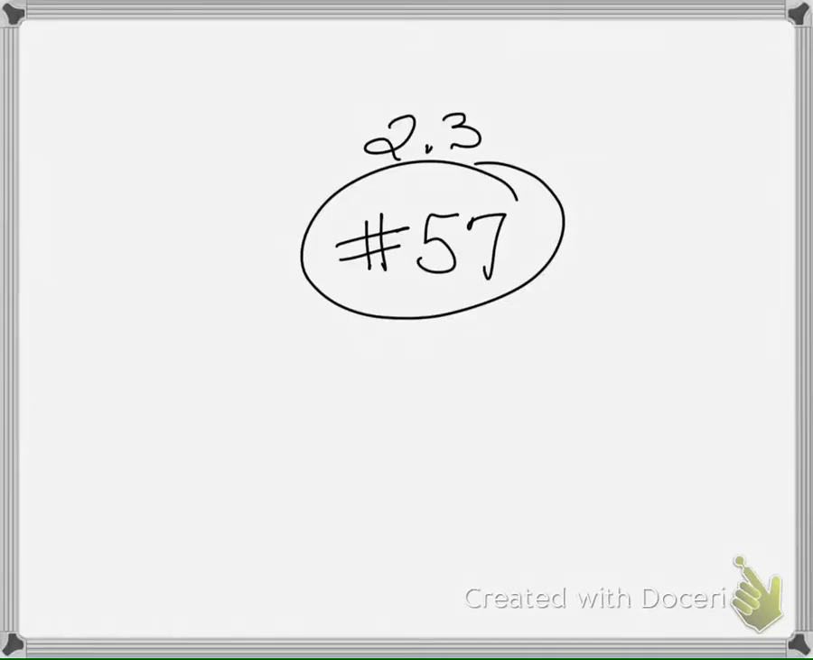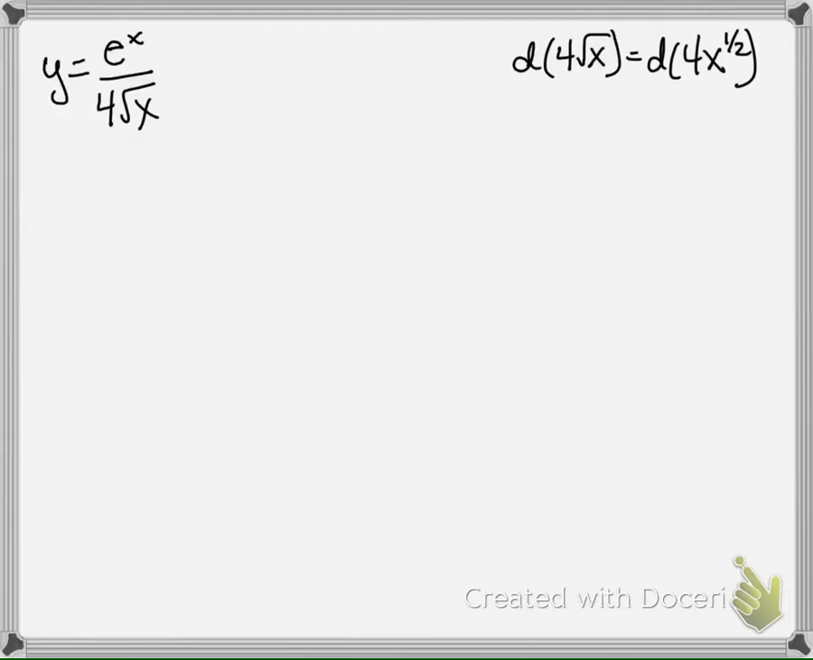Hey guys, this is number 57. Okay, so first, if I think that doing the derivative of either the top or the bottom is going to be a little tricky, then I always write it off to the side. So on the bottom, the derivative of 4 root x is the same as doing the derivative of 4x to the 1/2, and that will be 2x to the negative 1/2, which I will rewrite as 2 over the square root of x. So when I need the derivative of the bottom, this is what I'm going to write there.